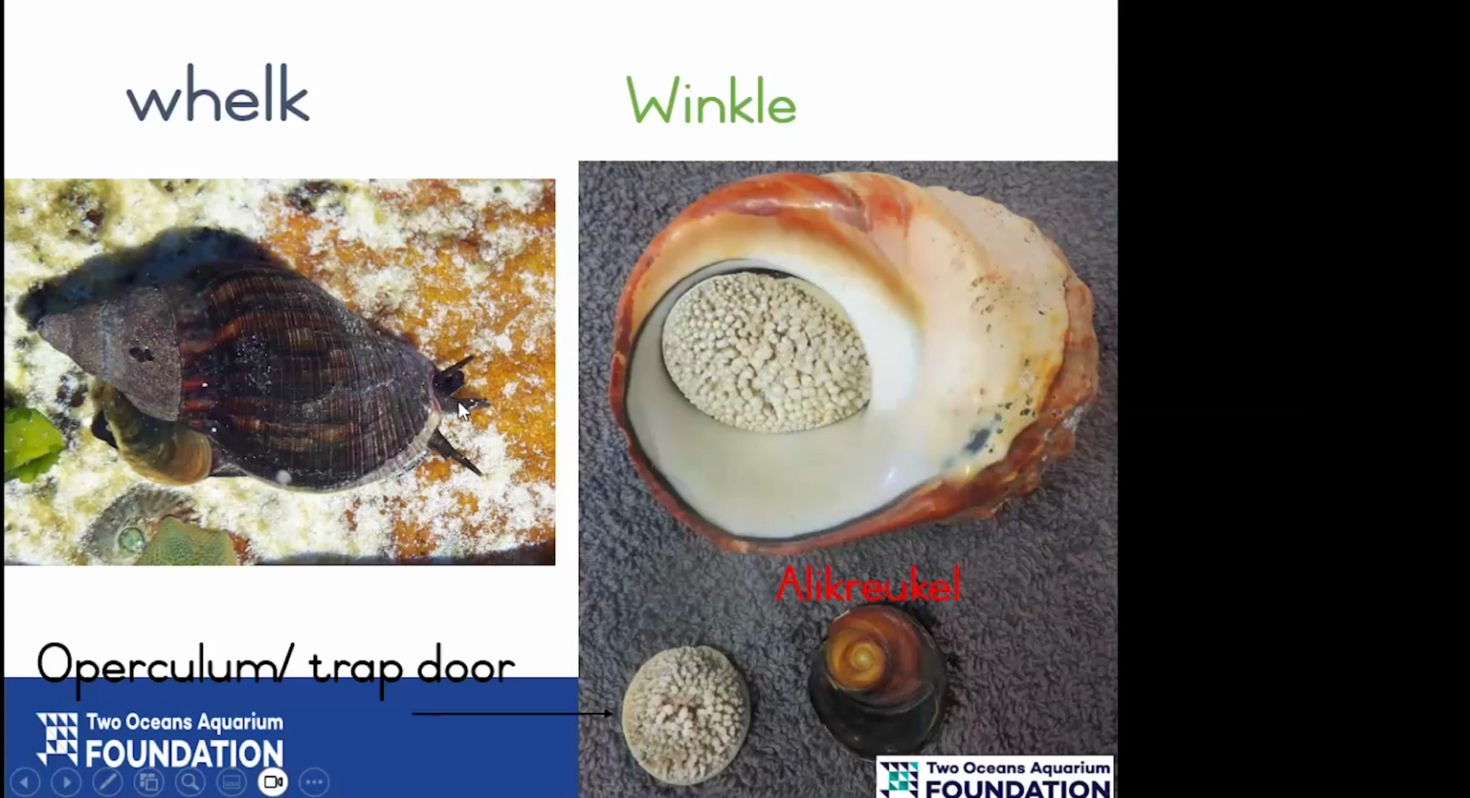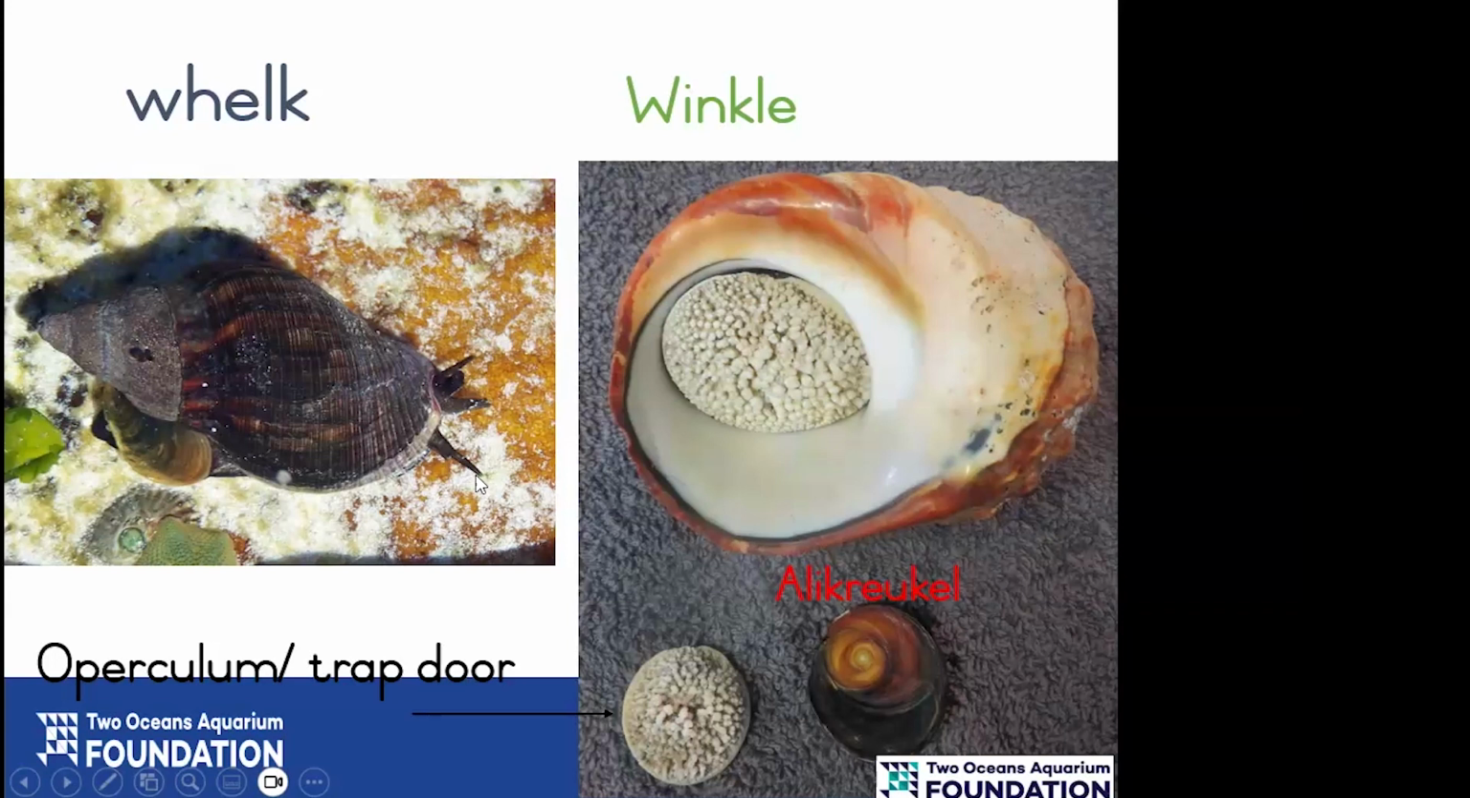Once the shell or the area is softened, they will start drilling a hole into the shell. If you've ever gone walking along the beach and picked up some shells with perfect holes drilled in them, then the animal responsible for that would have been a whelk. And so these are some of the carnivorous animals.